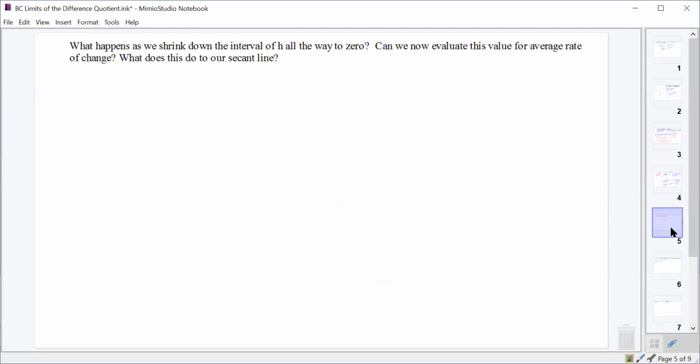So first off, what does that make our secant line turn into? If the interval between the points is 0, we're no longer touching at 2 points. We should only be touching at just 1 point, which should make this a tangent line. So this turns our secant line into a tangent line. And now what we're doing, if we're able to evaluate that average rate of change, is we're finding the slope of the tangent line.